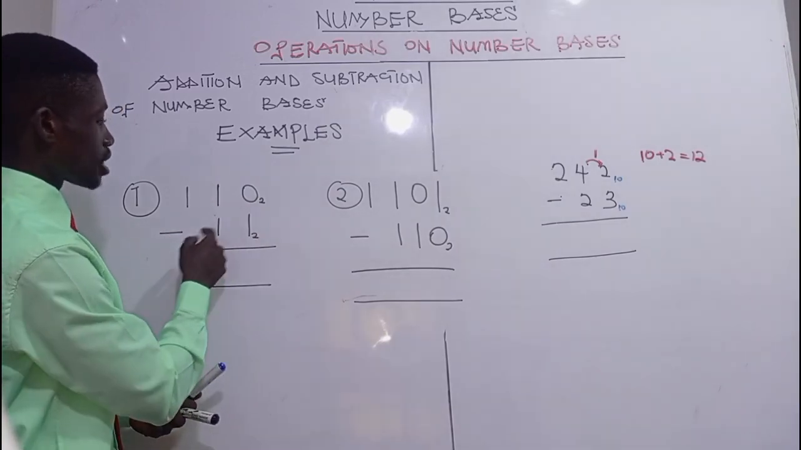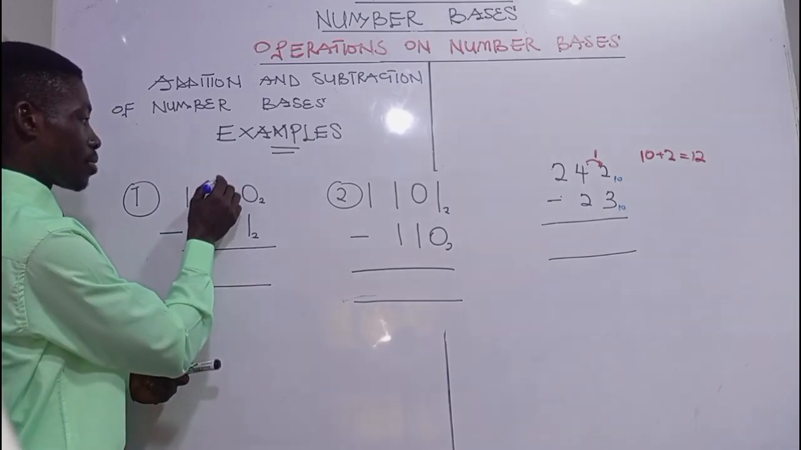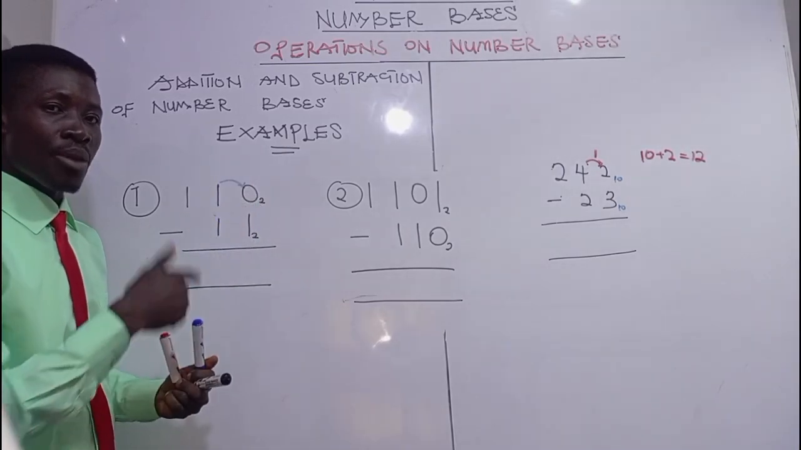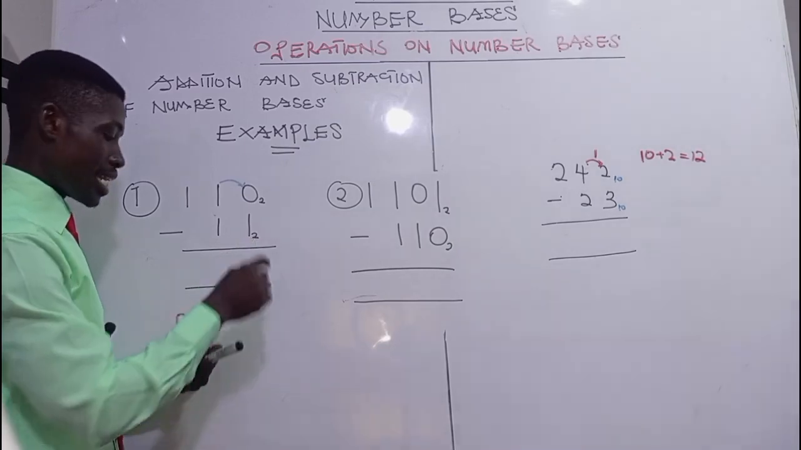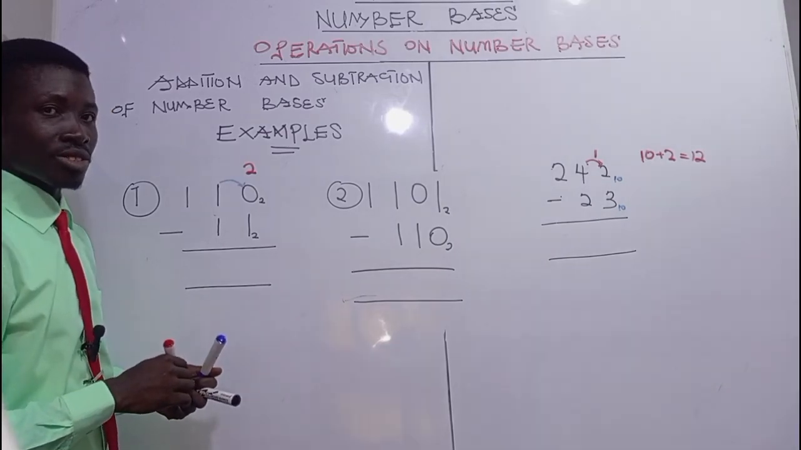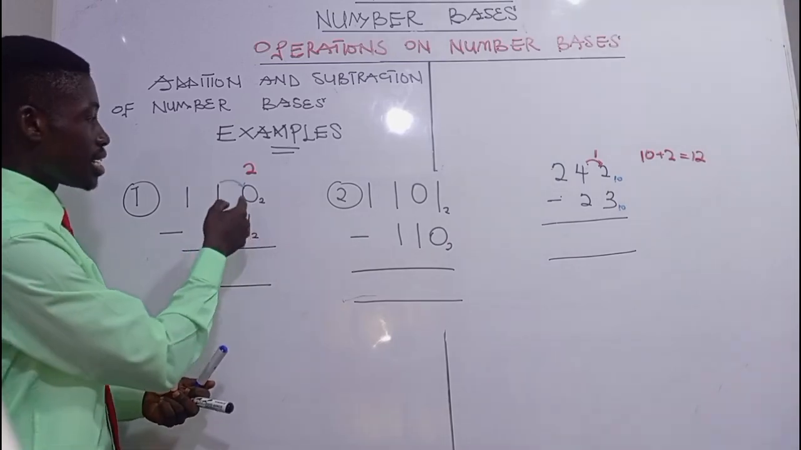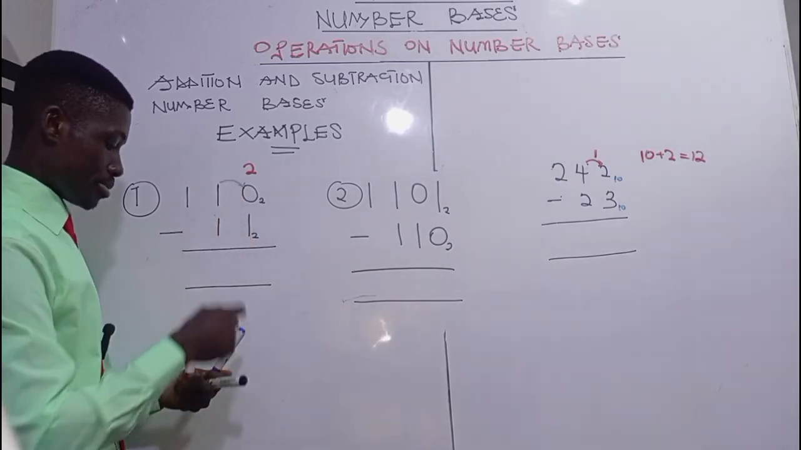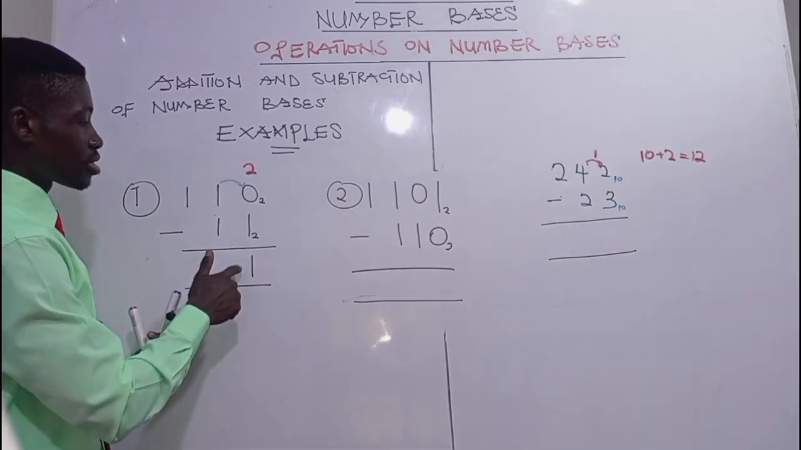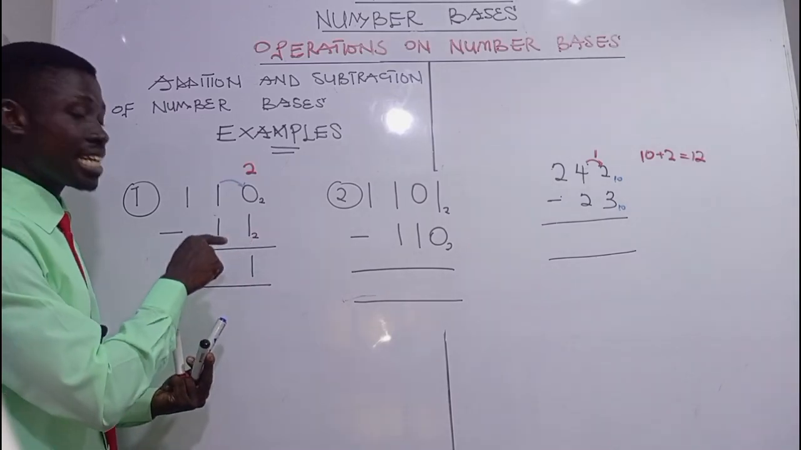So we have 0 minus 1. No, it is not possible. So what do we do? We come to this number and then we borrow 1 from there. But the one that we borrowed, since we are working in base 2, is 2, not 10, not 1. So 2 plus 0 will give us what? 2. And then 2 minus 1 will give us 1. Now we are writing this 1 because 1 is less than 2. We are working in base 2.